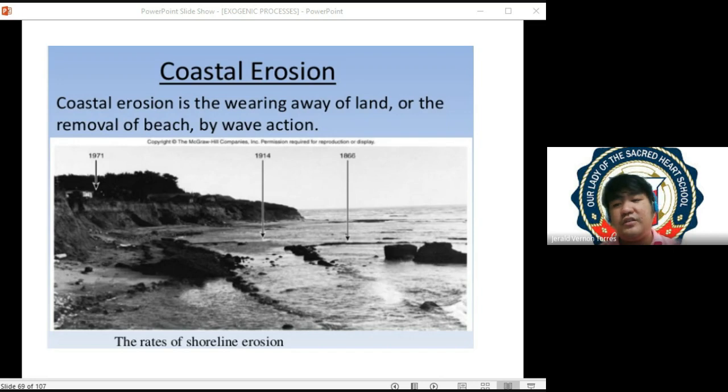Okay, so for today, we are going to discuss other exogenous hazards. Actually, there are three exogenous hazards that we are going to discuss today. Number one, yung tinatawag natin coastal erosion. Second, we will have sinkhole formation and ground subsidence. And the third exogenous hazard that we are going to discuss today is anthropogenic and allogenic fires.